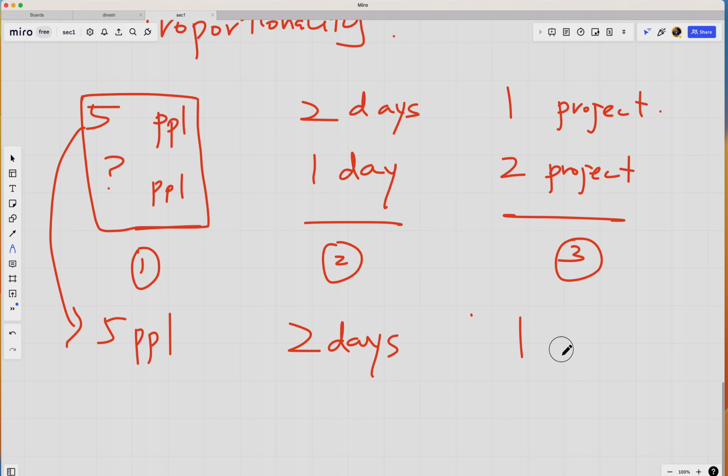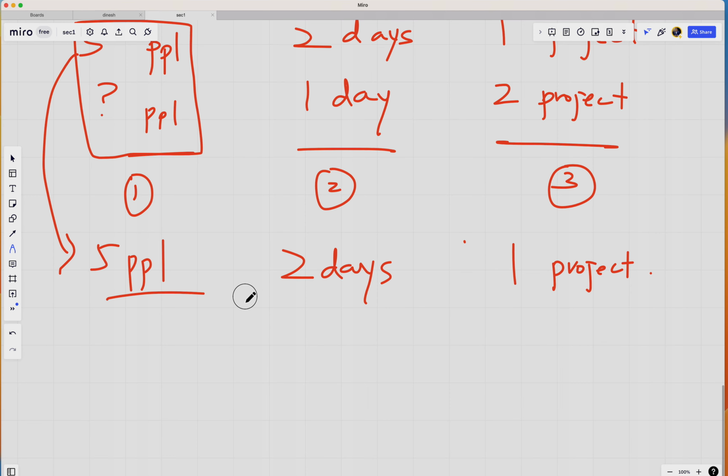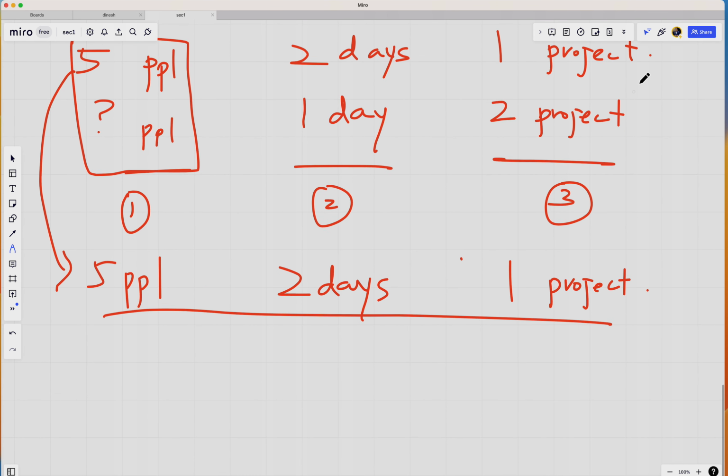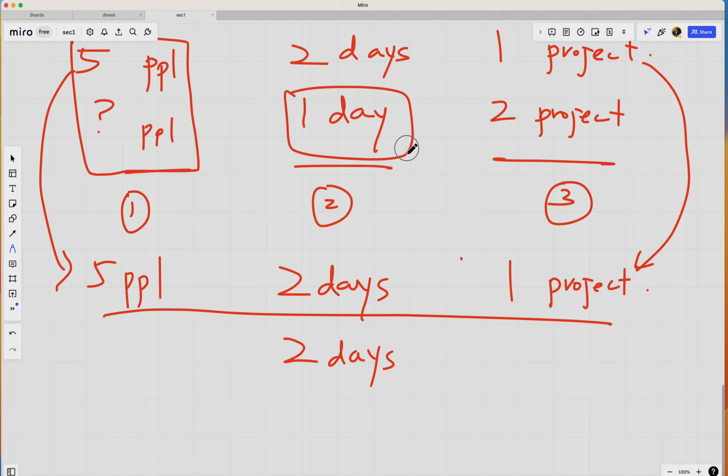One project. Never mind, I can write it again. So now you want to make the day the same. This is the question, I just copy the question. Now you fix the day the same, so it's 2 days. That means instead of 1 day, you make it 2 days, so the project must be times 2.